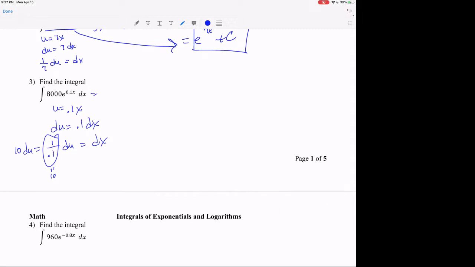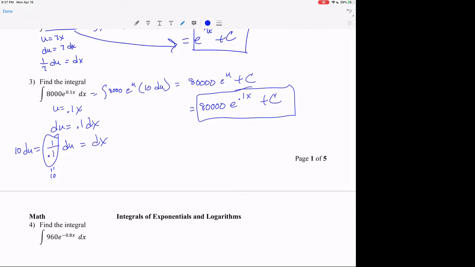Then going back and substituting, I get the integral of 8,000 e to the u times 10 du, which equals 80,000 e to the u plus c. So that's 80,000 e to the 0.1x plus c.